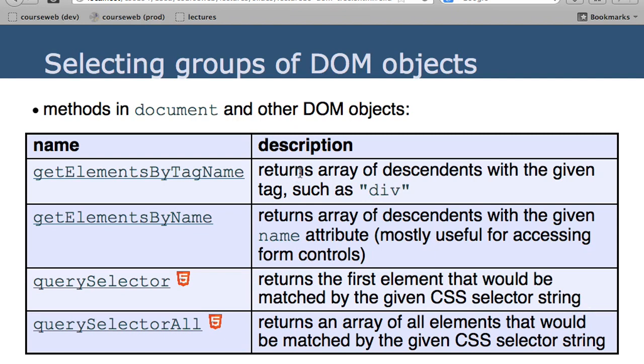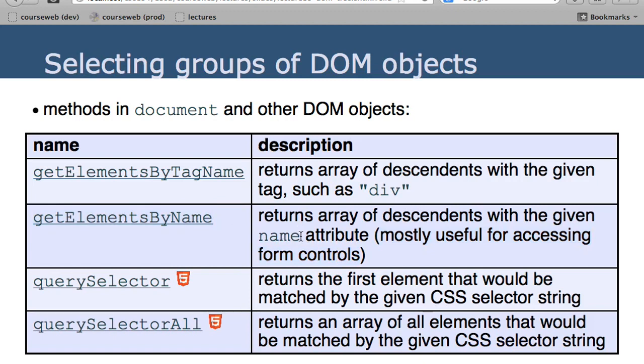So there are a couple other ways that we can get lots of DOM objects from the DOM tree. We can use getElementsByTagName, if we say div or p or h1. This will return a list, an array of all of the tags that we specify. getElementsByName is only really useful for form controls because form elements are the only things that ever have name attributes. But this selects all elements that have a name attribute.